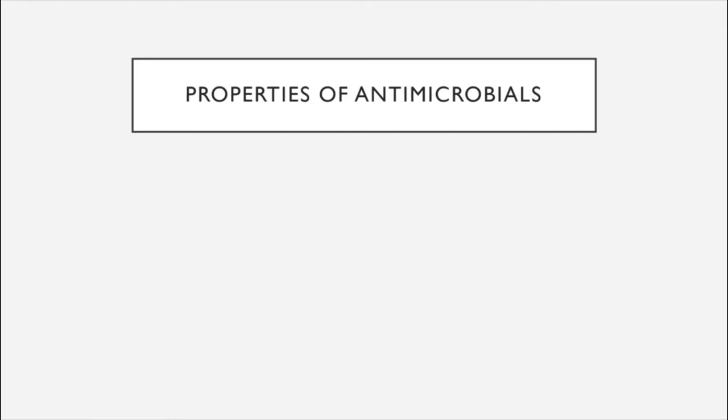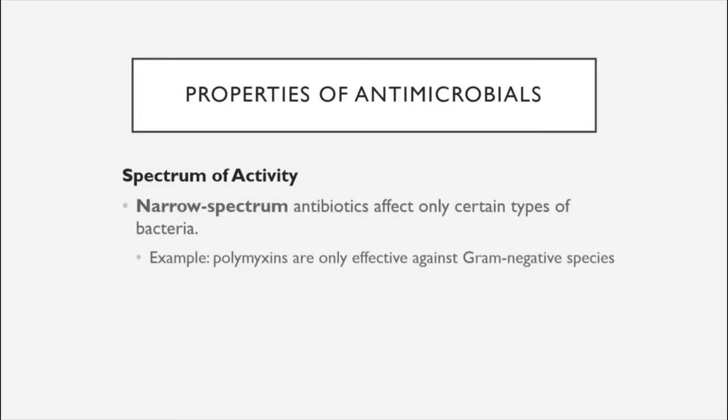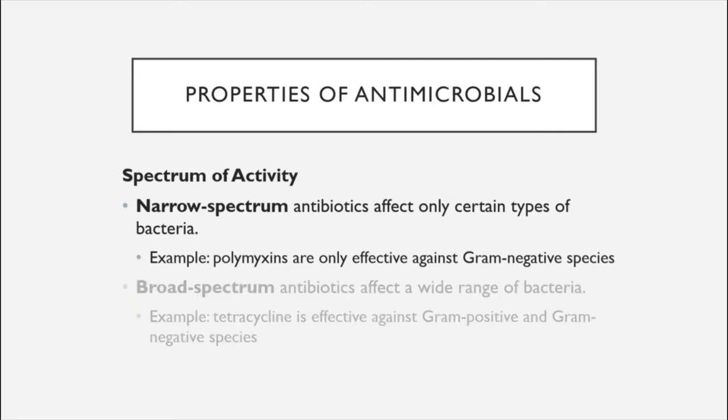Another property of antimicrobials is their spectrum of activity. You've probably heard before that there are such things as broad spectrum and narrow spectrum antibiotics. Narrow-spectrum antibiotics are those that affect only a certain type of bacteria. For example, polymyxins are only effective against gram-negative species of bacteria. Broad-spectrum antibiotics are those that affect a wide range of bacteria. For example, tetracycline is effective against both gram-positive and gram-negative species.